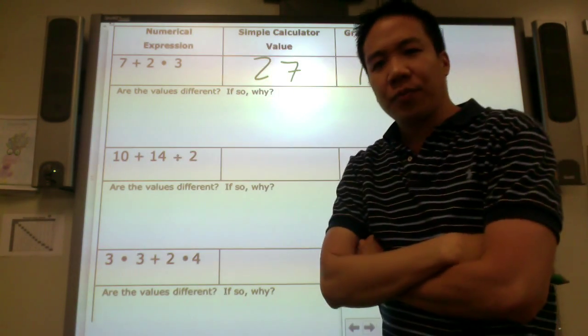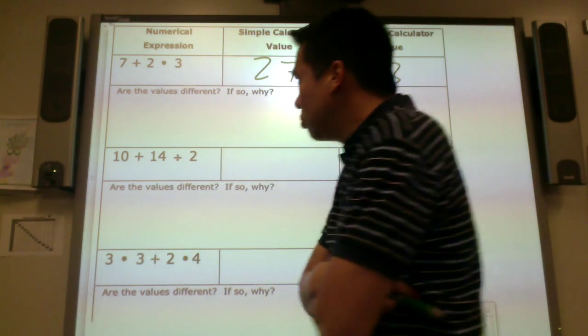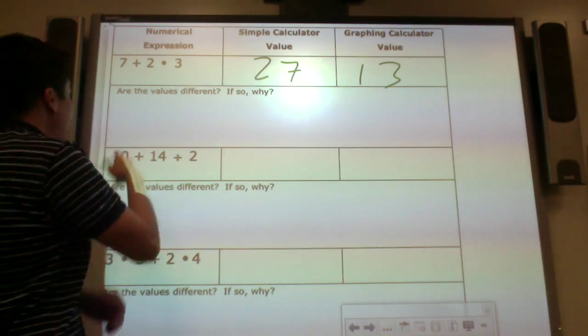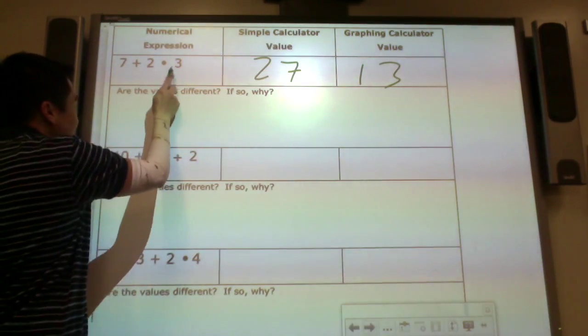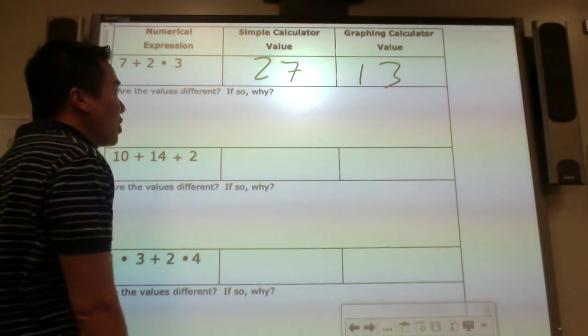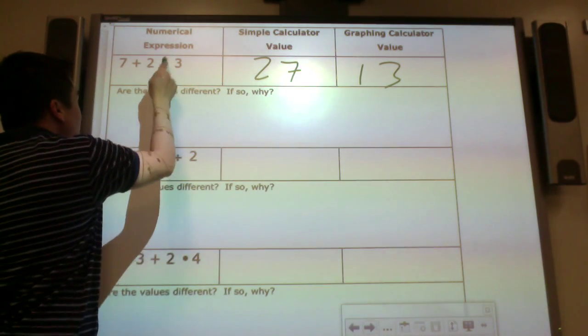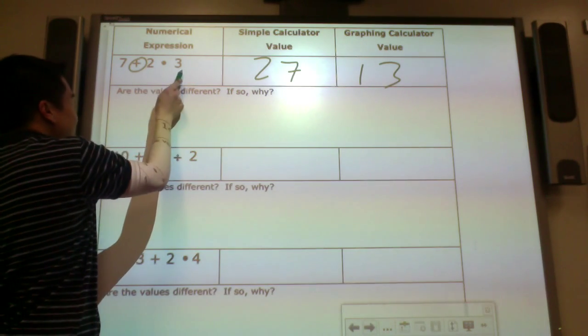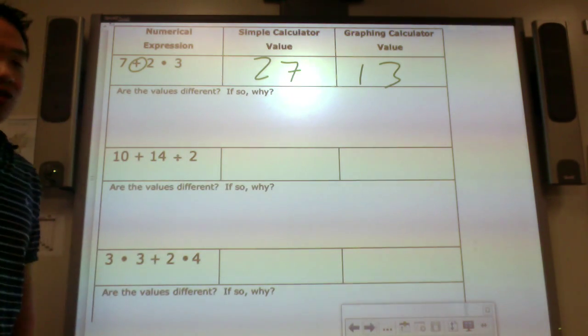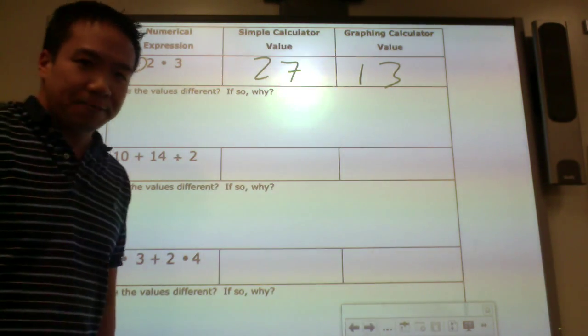Why does it differ? In the simple calculator, it does 7 plus 2 is 9, times 3 is 27. But with a graphing calculator, it does 2 times 3 is 6. Then it adds the 7, so it is 13.